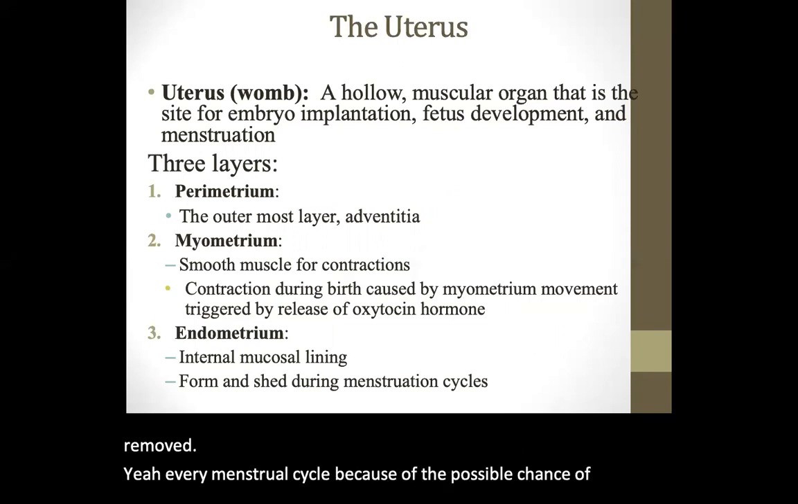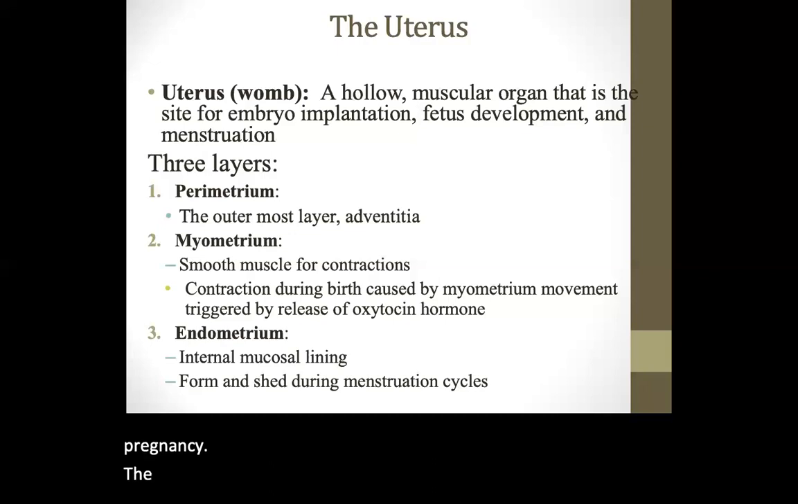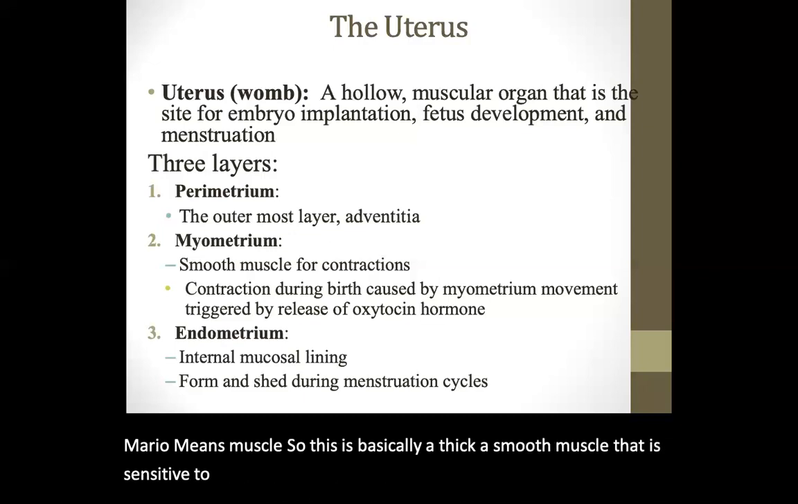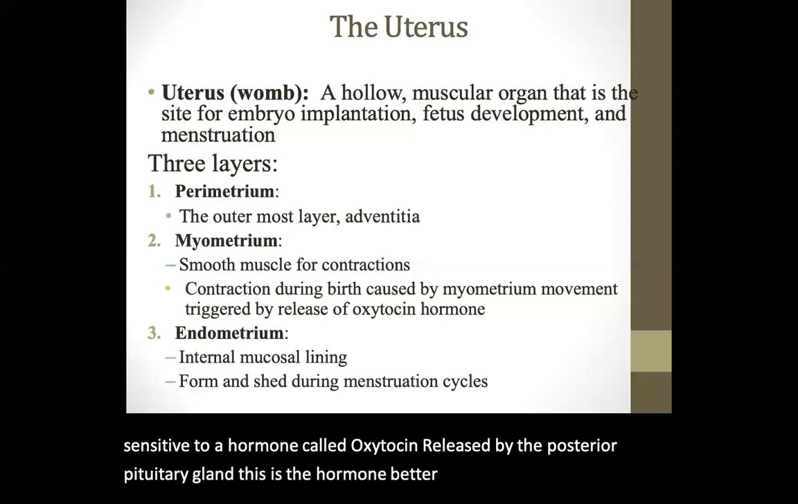The thickest layer of the uterus is the myometrium. If you recall, the word myo means muscle. So this is basically a smooth muscle that is sensitive to a hormone called oxytocin, released by the posterior pituitary gland. This is the hormone better known as the love hormone, quote unquote.